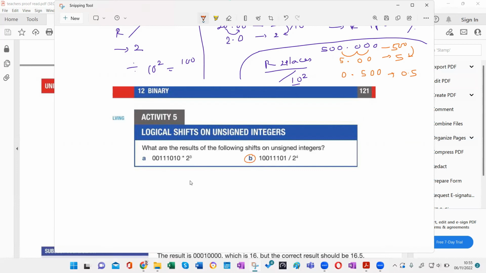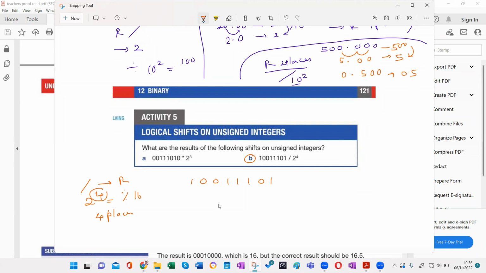Okay, right, let's do this one now. On binary: 1 0 0 1 1 1 0 1. Let's see whether we have 8 bits. 1 2 3 4 5 6 7 8. Fine. So first do a bit of analysis. It's going to be a division, so it's going to be a right shift, and it's 2 to the power 4. So the original number is going to be divided by 2 to the power 4, which means divided by 16. And how many shifts do we have to do? The power value is 4. So it's going to be 4 places to the right.